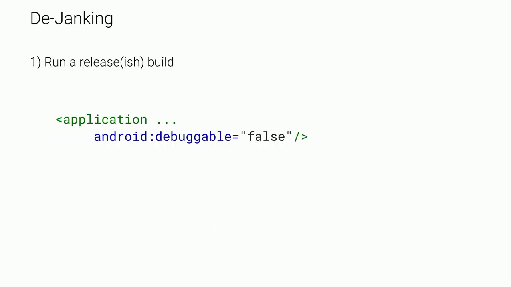So the first step in dejanking your application is to run a release-ish build. What I mean by that is make sure that you're running with debugging off. If you're running with debugging on, ART has to add in a bunch of different checks and verification steps that can add a little bit of time and skew your results a little bit. So we recommend overriding that or testing an actual release build.